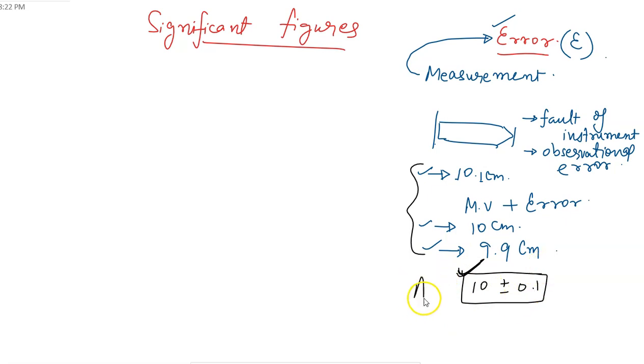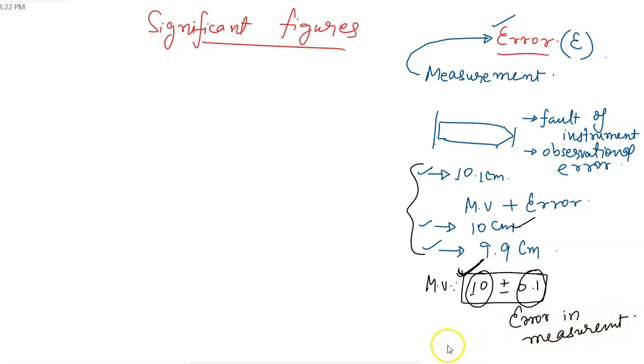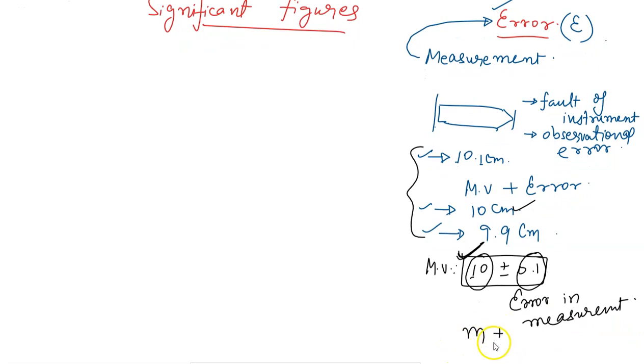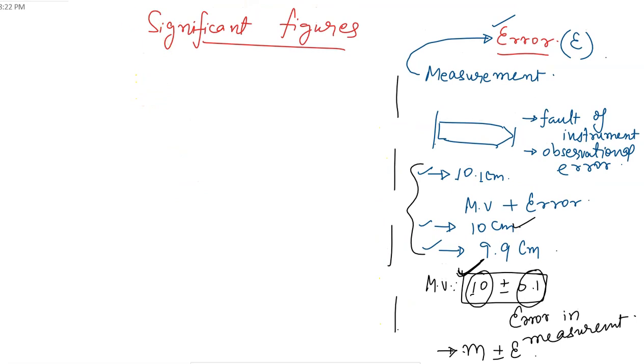So let us say the actual value is 10 centimeter, then that is also included in this. So our measured value should include whatever we have actually measured, and then the error in that measurement. So let us say, in short, I measured the value as m. So we have to present the result in terms of m plus minus e. This we will look at a later stage, but first let us understand what significant figures are.